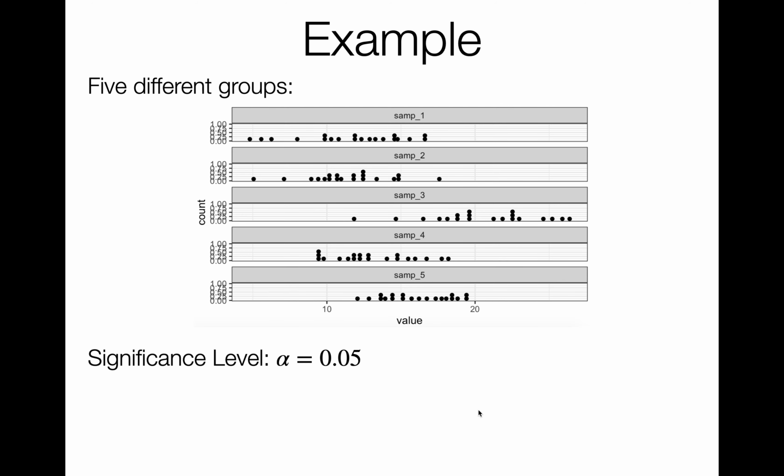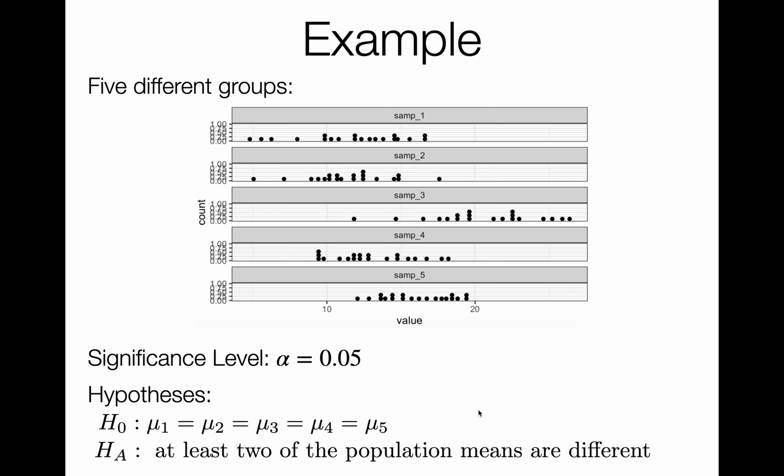I'm going to set the significance level to be alpha equal to 0.05. That'll be given in the problem as usual, but you always need to put it down as part of your analysis. And then the hypotheses that we're going to be working with are the null hypothesis that all of the group means, group 1 through 5, are equal, and then the alternative hypothesis that at least 2 of the population means are different.